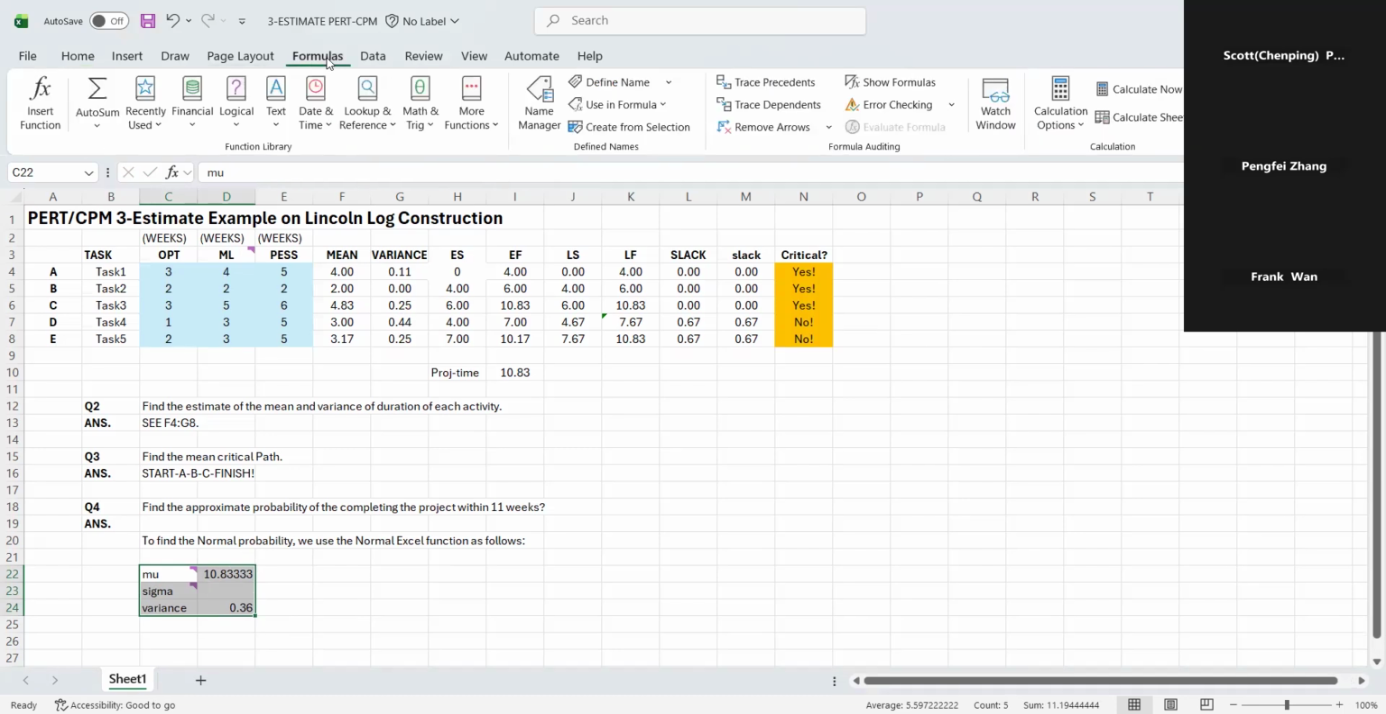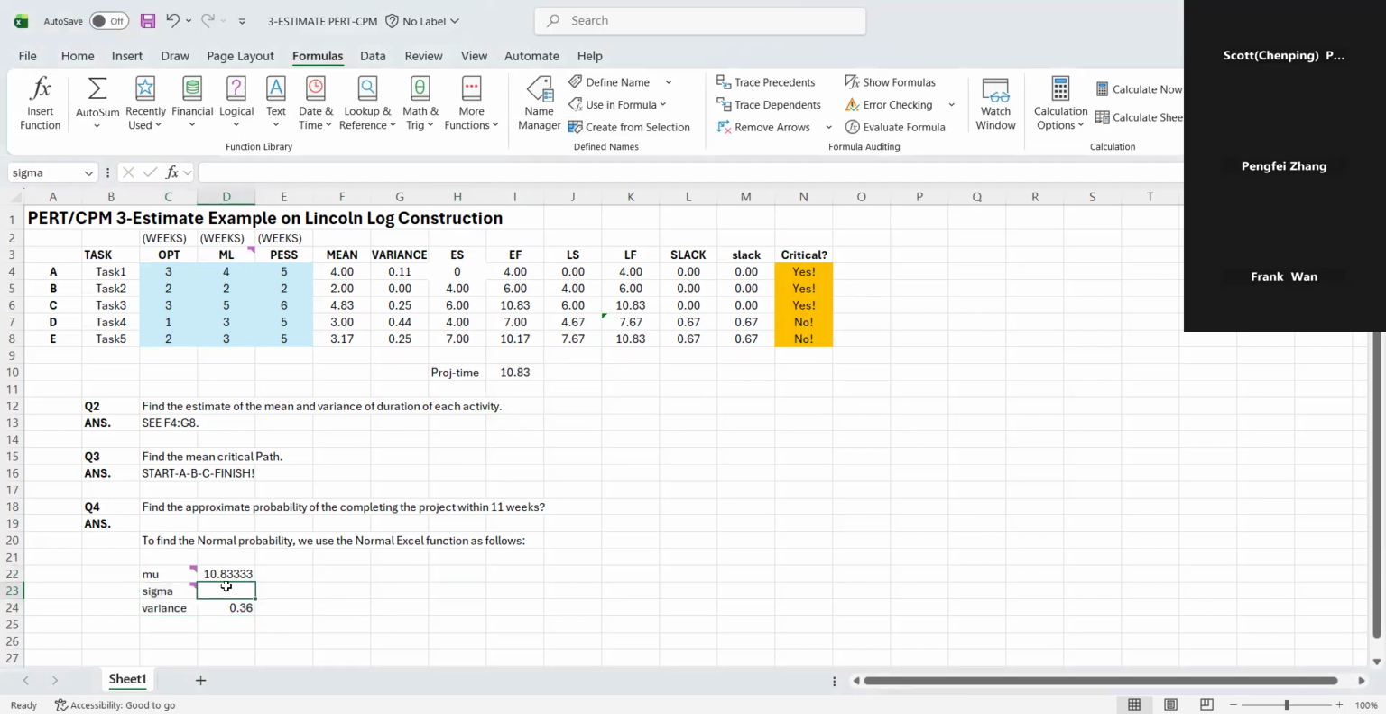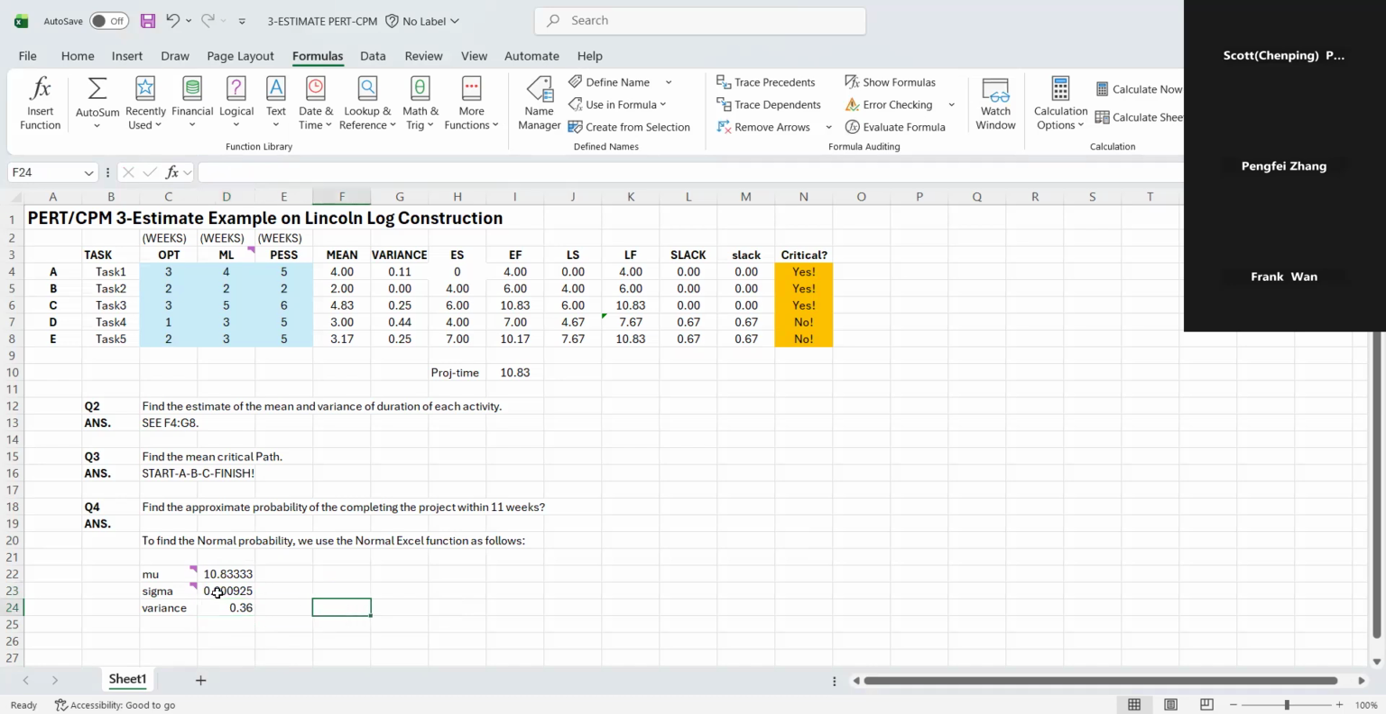Formula, create from selection. Okay. Now sigma, the standard deviation of project completion time, is going to be the square root of the variance. So that's about 0.6.